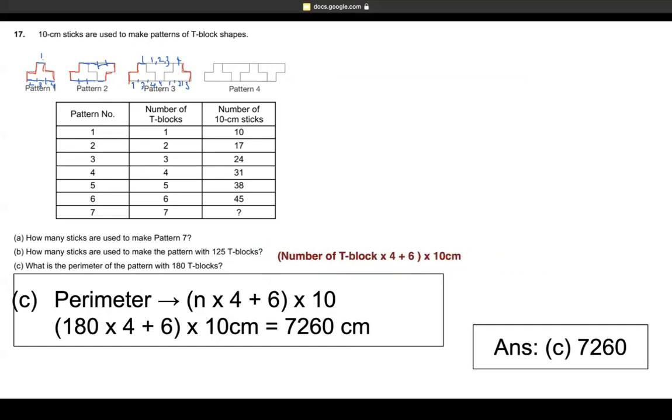Okay, so I understand it's not easy. Patterns are not easy. So it might take you a while, but don't give up. It might not be easy to see the pattern, but you should spend some time on it. Try and work it out.